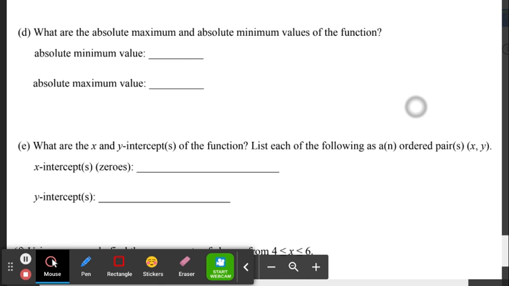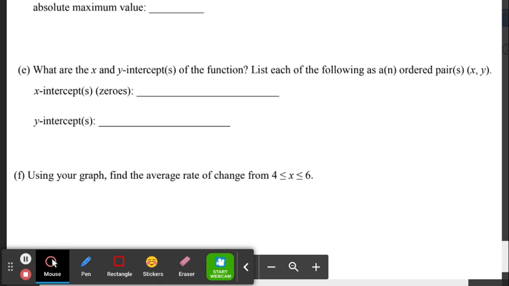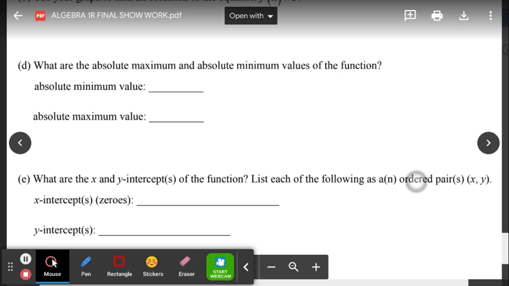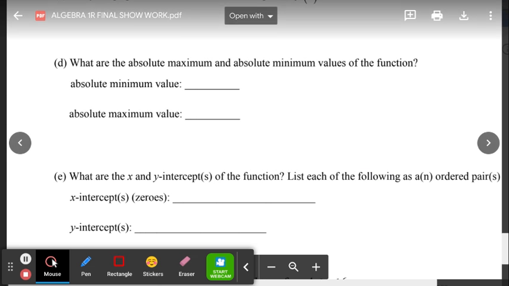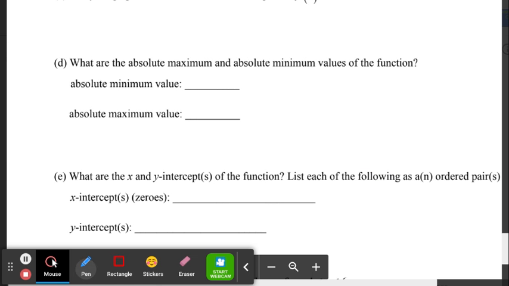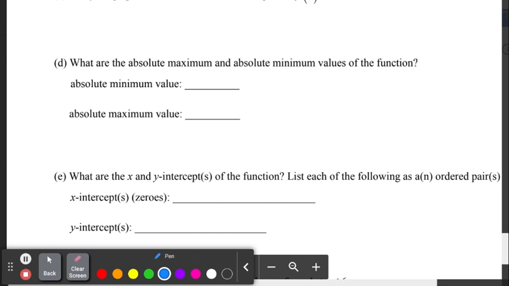Now this is going to be a little bit annoying because I have to keep going up and down. So what are the absolute max and min points? Absolute maximum and absolute minimum values. So points obviously are points. When they say values, they just want the y value. And on a test, you would lose credit if you wrote the whole points.